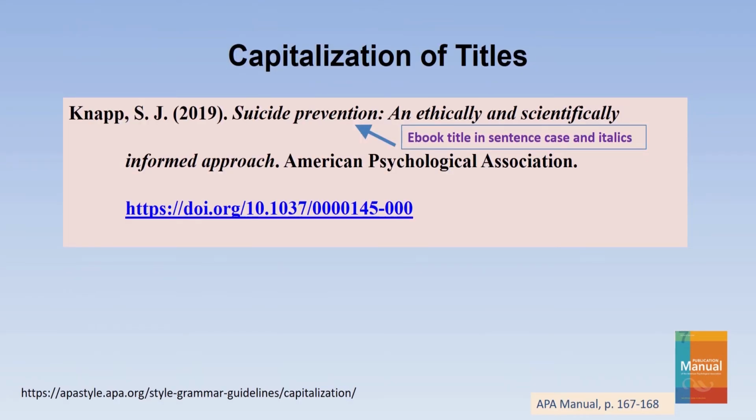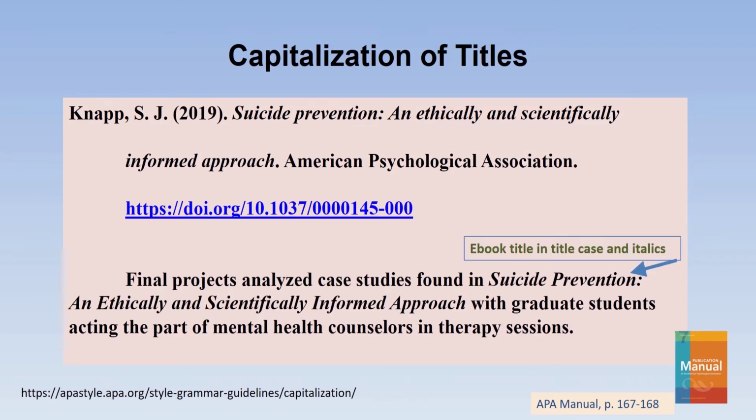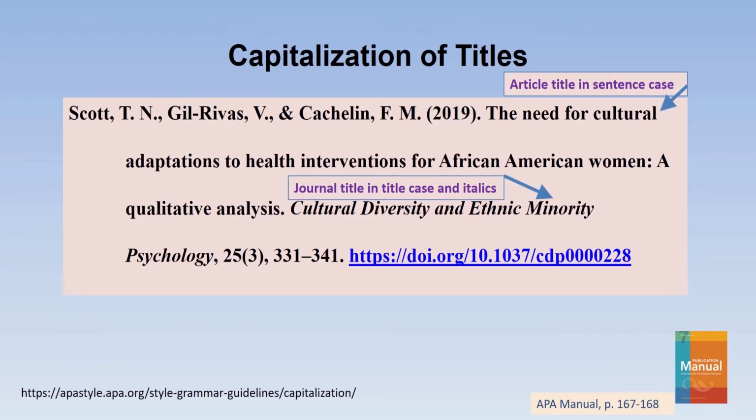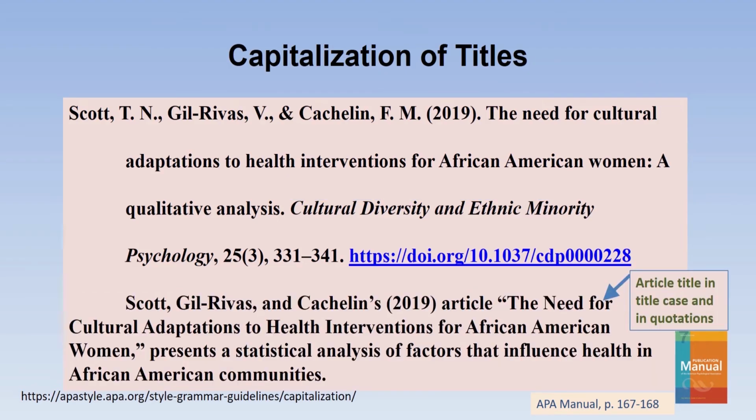This ebook title in the reference list is in sentence case and in italics. Within a paragraph, it is in title case and in italics. Here's another example. In this reference entry, the article title is in sentence case. And within the paper, the article title is in title case and in quotations. Journal titles are always in title case and italics.